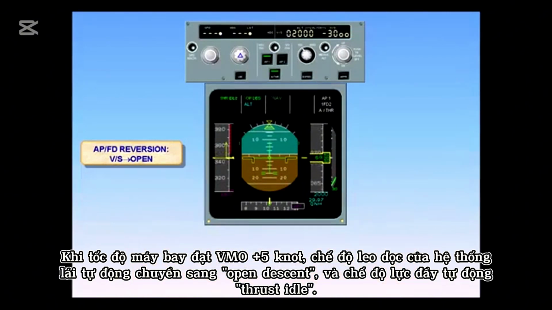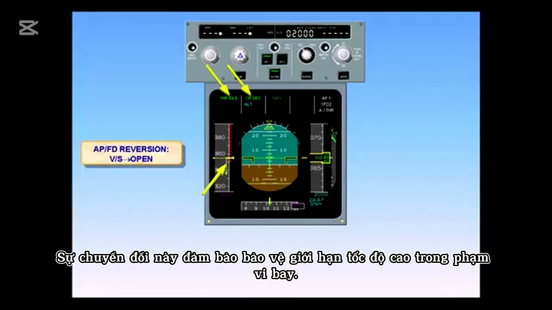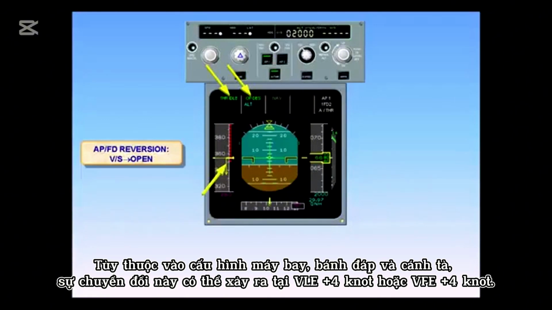When the aircraft speed reaches VMO plus 5 knots, the autopilot vertical mode reverts to open descent and the autothrust mode to thrust idle. The autopilot pitches the aircraft up to recapture the 250-knot target speed. This reversion ensures the flight envelope high-limit speed protection. Depending on aircraft configuration, gear, and flaps, this reversion can occur at VLE plus 4 knots or VFE plus 4 knots.